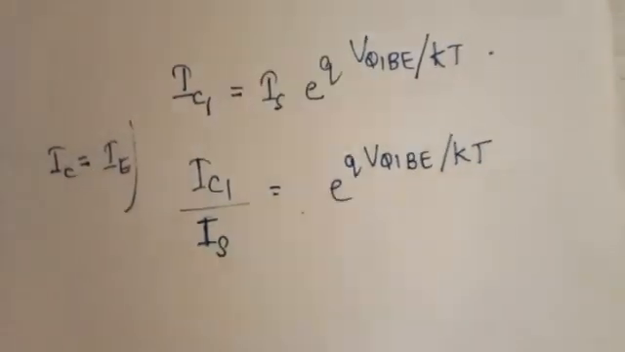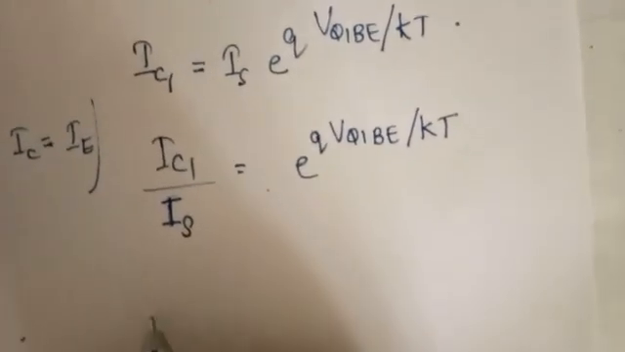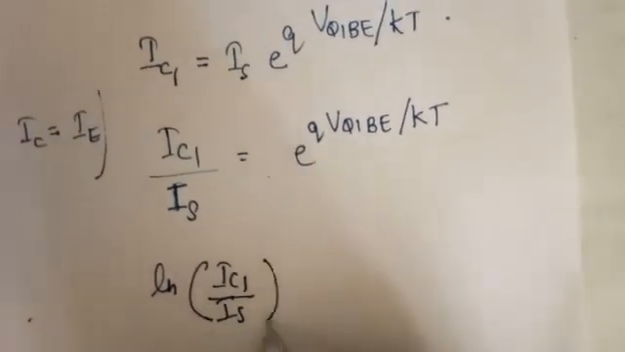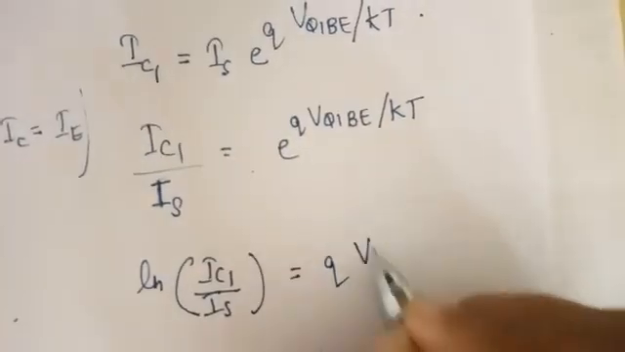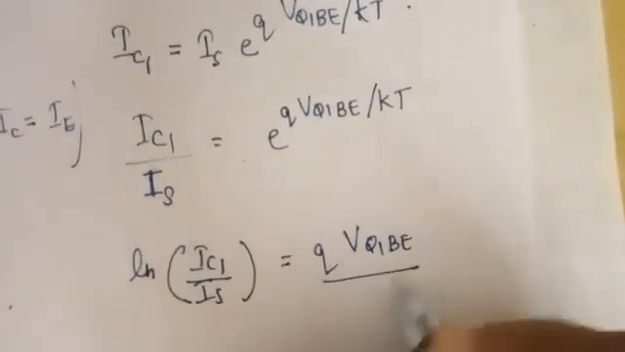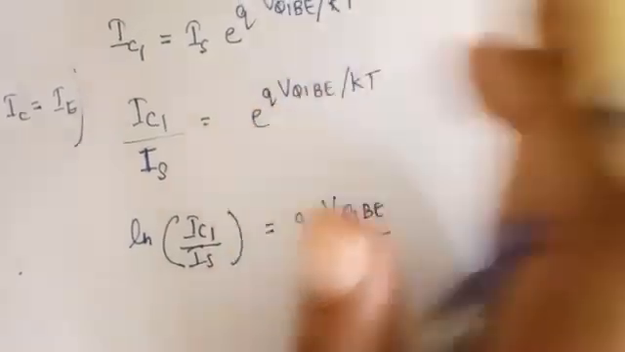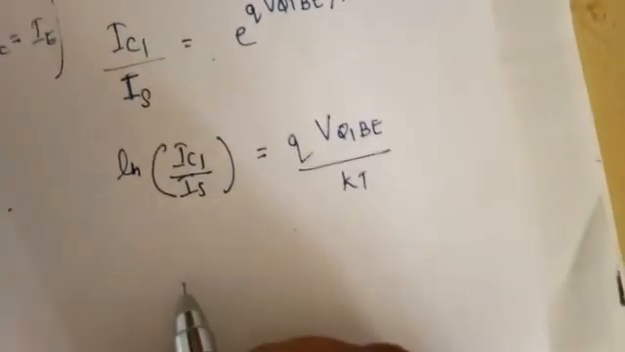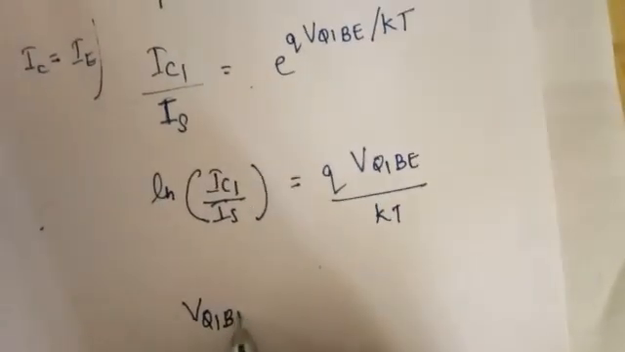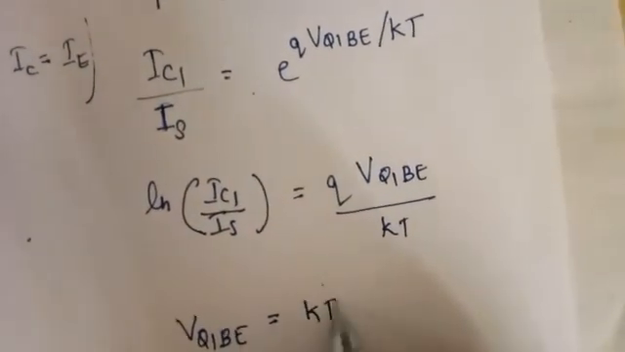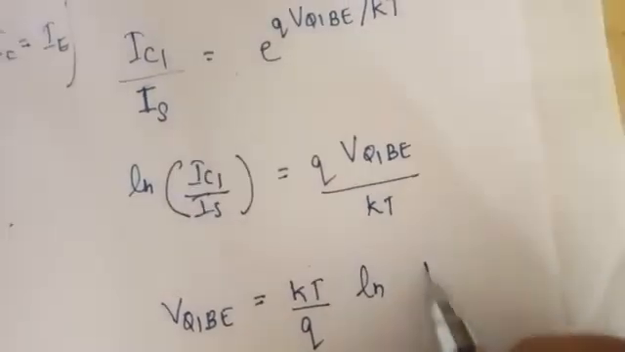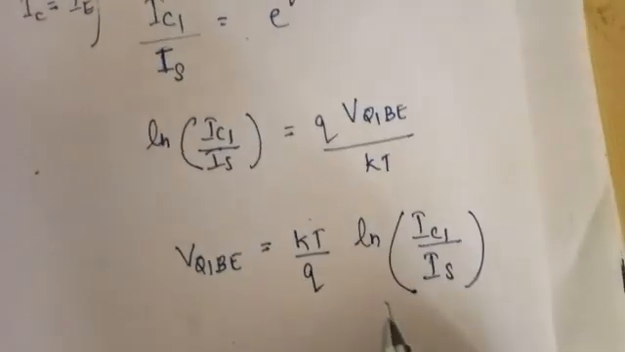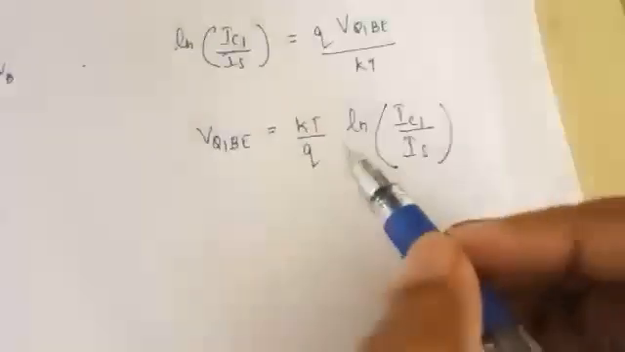Now, to remove this e raised to term, we are going to take the logarithm. This is the natural logarithm. So ln of IC1 by IS is equal to Q VQ1BE by KT. This e raised to just vanishes and only this term remains here. So we are going to rearrange this, and we can write VQ1BE equal to KT by Q into ln of IC1 by IS.